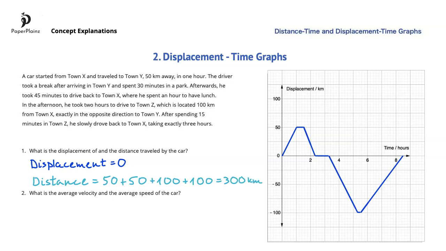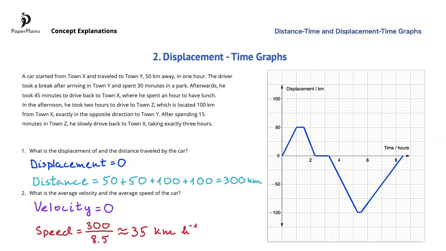For the second question, recall that velocity is displacement over time. Since displacement is 0, velocity will also be 0. Speed is distance over time. The total distance traveled is 300 kilometers, and this is divided by 8.5 hours, which we can read from the graph. This is equal to approximately 35 kilometers per hour. So this is the average speed of the car for the entire journey.